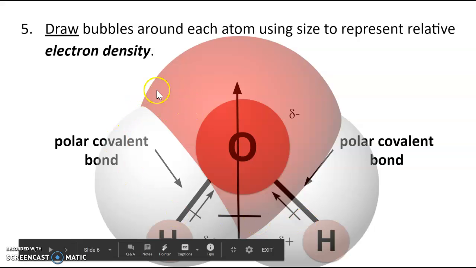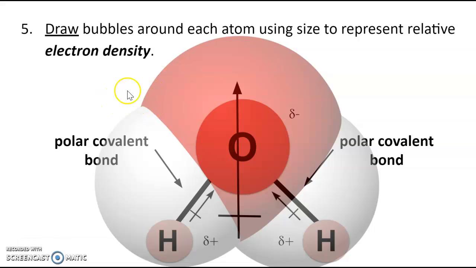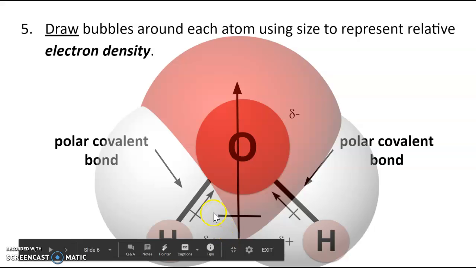So then we can draw our electron density bubbles. This big red bubble should go around oxygen, because oxygen is going to have a lot more electron density than the hydrogen. And then the hydrogens have these white bubbles. Because the electron cloud is pulled towards the oxygen, we have a little bit of an increased density up here.